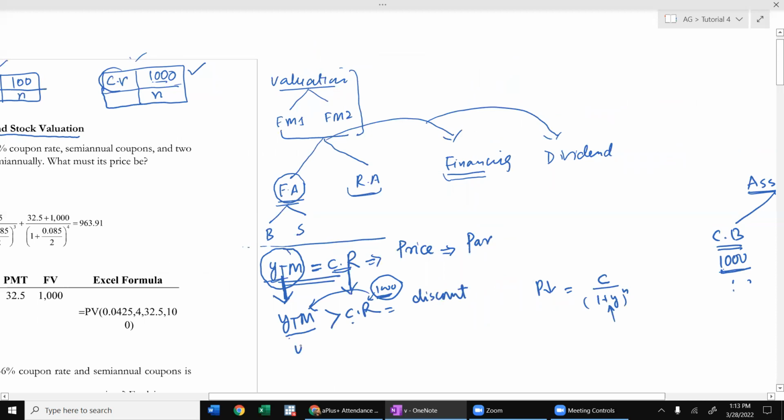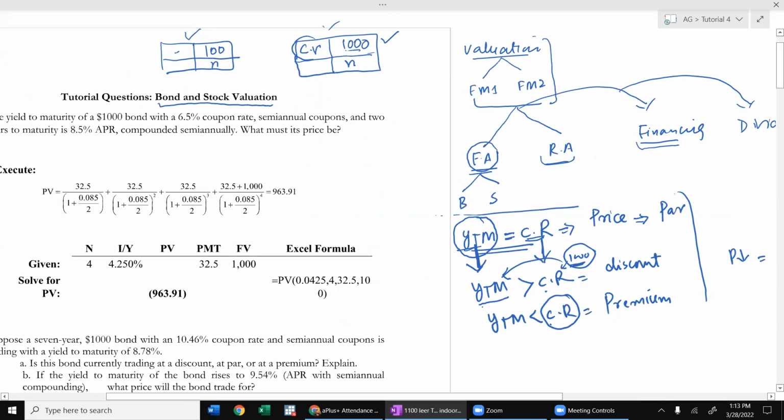Okay, so if the market is offering you less than what this bond is offering you, then investing 1000 in the bond will give you a higher return than if you invest 1000 in the market. So this bond will be trading at premium because the demand for such a bond will be higher. This is the rule that you should remember, and when we solve the questions, you can get this information straight away.